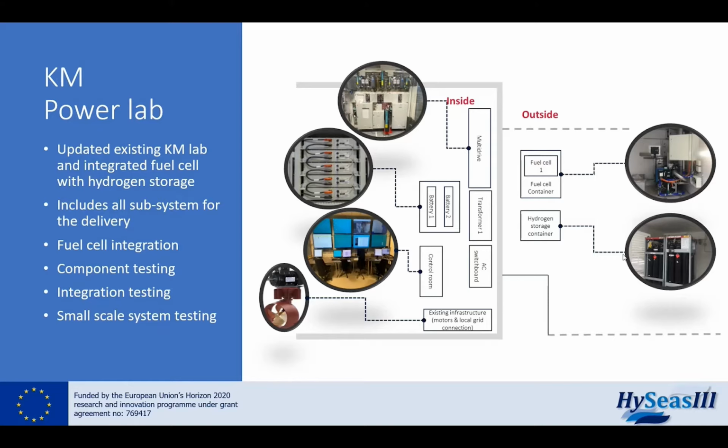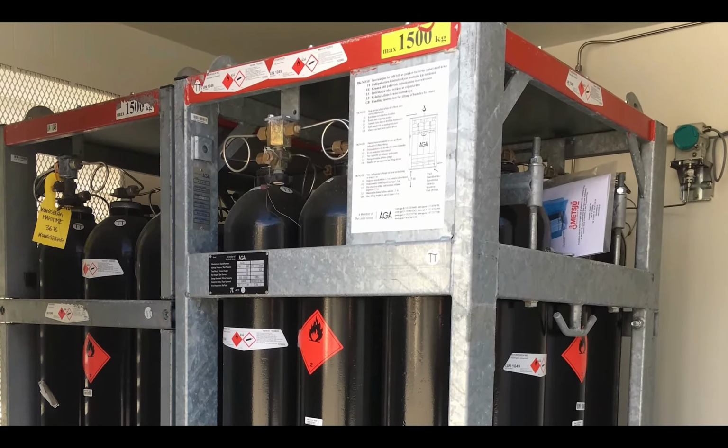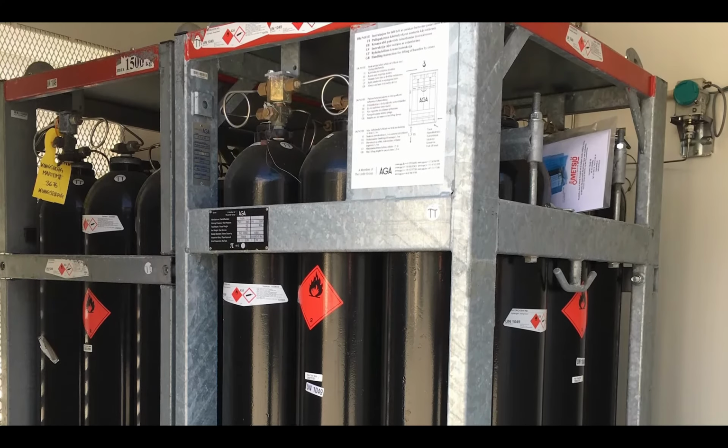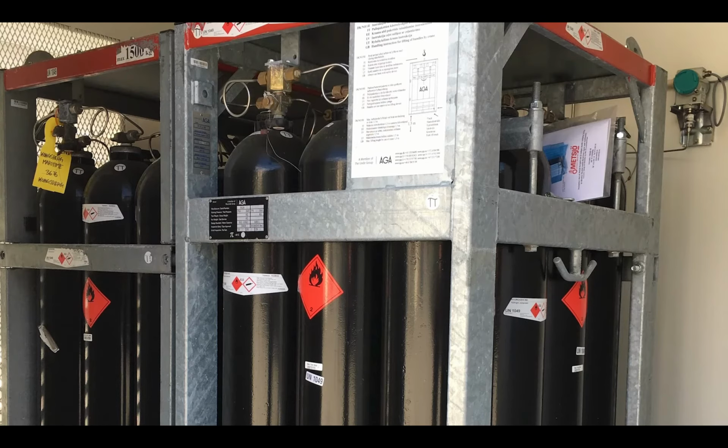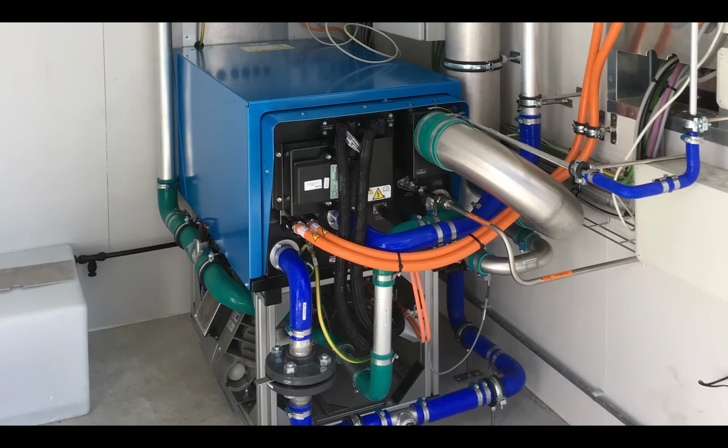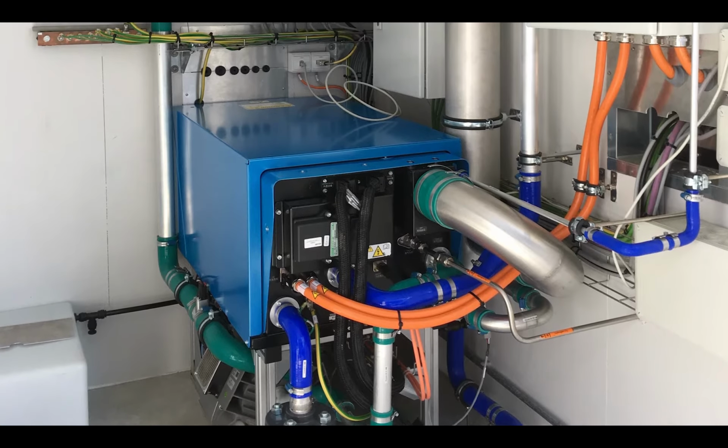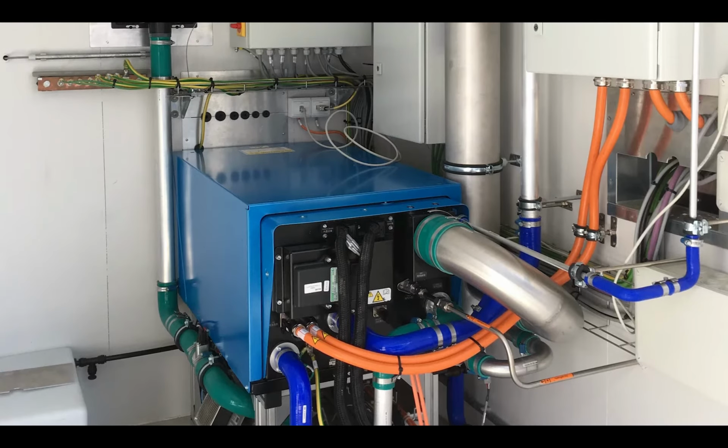This way, we have all subsystems for the drivetrain available at the lab, and it enables us to build knowledge related to the fuel cell dynamics and also testing all subsystems throughout the development. In the picture, you can see that outside we have one hydrogen storage container with 2 hydrogen packages of 9 kilo each. We also have a fuel cell container with 1 fuel cell of 30 kilowatt.